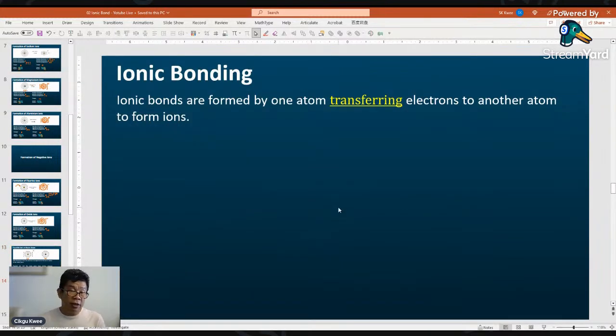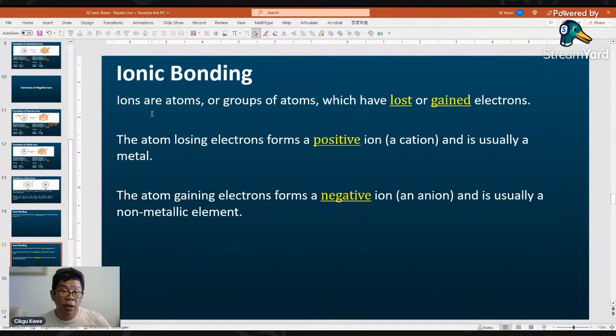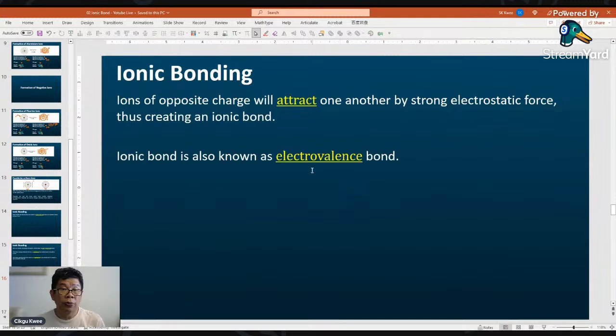Now let's see ionic bonding. What happens after they form positive and negative ions? They will form a chemical bond, and the bond is called ionic bonding. Ionic bonds are formed by one atom transferring electrons to another atom to form ions. I'll show you an example later. Ions are atoms or groups of atoms which have lost or gained electrons. If they lose electrons, they form positive ions, and if they gain electrons, they form negative ions. The ions of opposite charge will attract one another.